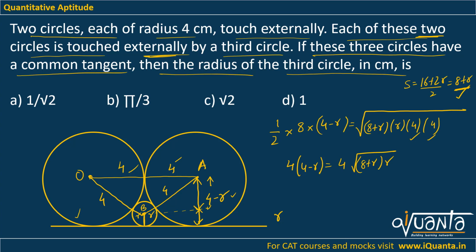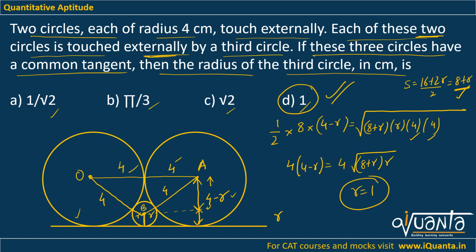Now either you can square the LHS and keep solving, or you can just put the options here. When you have such complex options like 1 upon root 2, pi by 3, root 2, you should always start with options that are easier to check, like option D. So if you check option D, you put r equals 1, you will be getting 12 in the LHS. In the RHS also you get 4 root 9, which is 12 only. So option D will be the correct answer to this question. r will be equal to 1.